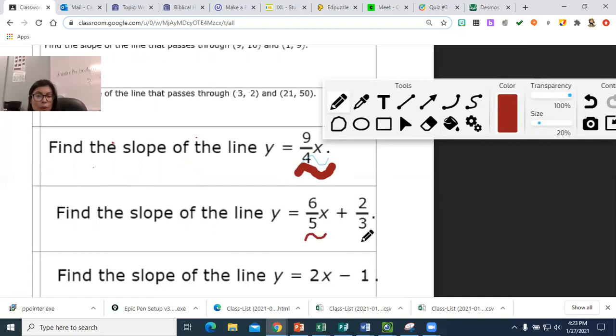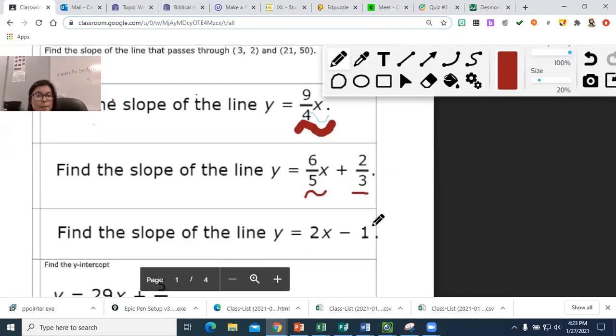So in this problem, I would squiggly this one because it has the x. I would underline this one because it does not have any variables. So then my slope would be 6 over 5. What would be my y-intercept? My y-intercept would be the number without x or y, which is 2 over 3. All right, on to the next part.